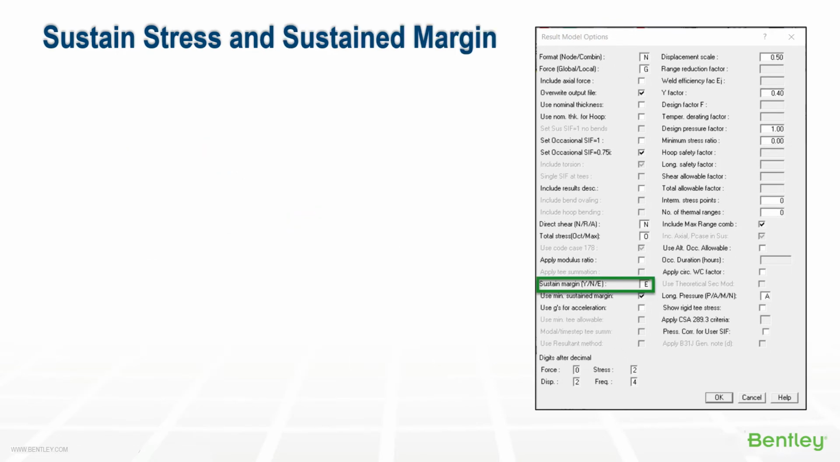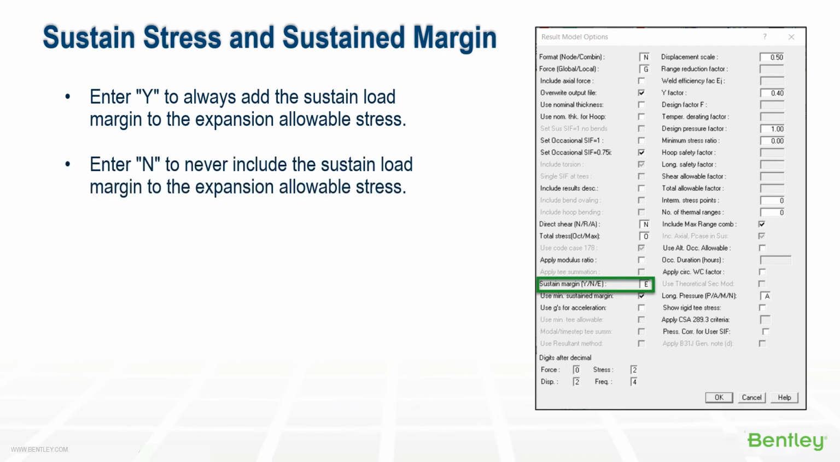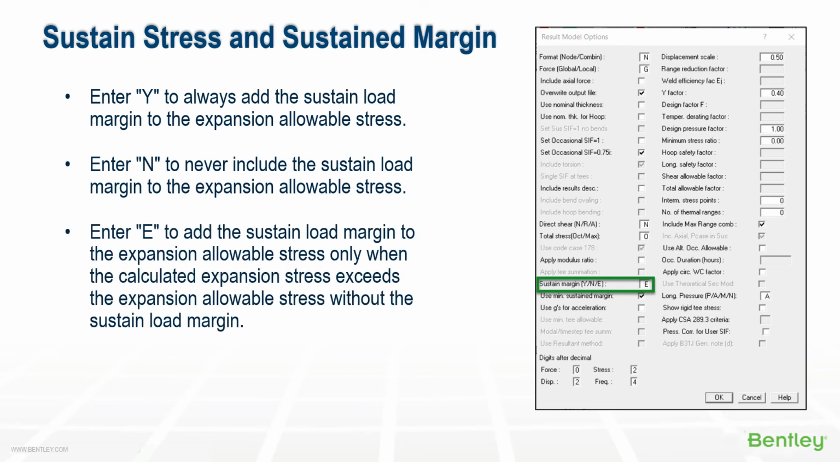The sustained margin, or liberal stress as other products refer to it, is used to take benefit from any of the unused sustained stress in the thermal stress allowable. The option is available for most piping codes. You can enter Y to always add the sustained load margin to the expansion allowable stress, enter N to never include the sustained load margin to the expansion allowable stress, and enter E to add the sustained load margin to the expansion allowable stress only when the calculated expansion stress exceeds the expansion allowable stress without the sustained load margin added in.